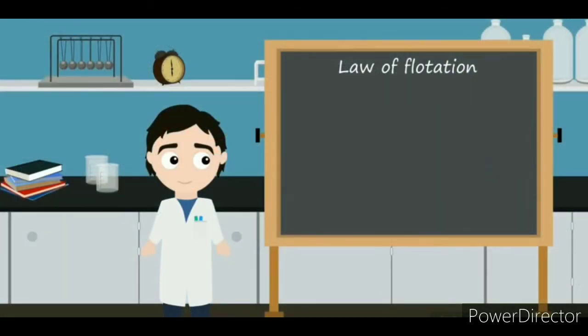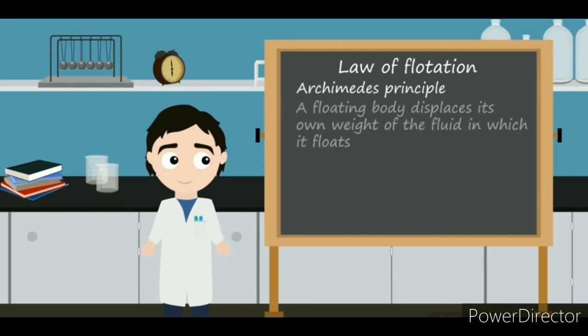Let's review what we've learned. We know that the law of flotation is derived from the Archimedes principle. The law of flotation states that a floating body displaces its own weight of the fluid in which it floats. This means that a 10,000-ton ship has to displace 10,000 tons of water in order to float. We call this the principle of flotation.